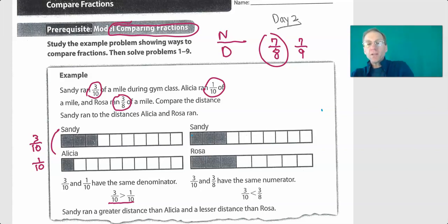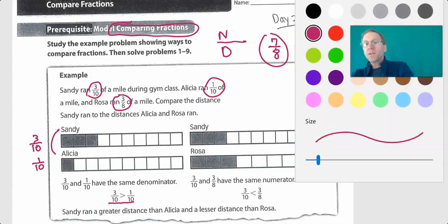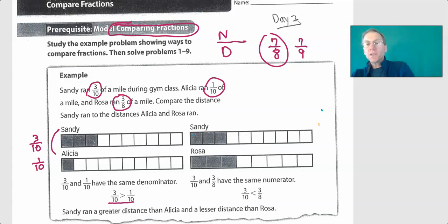Okay, over here, let's take a look. We have Sandy. Pick a different color over here. Sandy has 3/10. And this time we have Rosa, and Rosa ran 3/8. So now we have a different type of comparison. Whoops. I didn't write that very well. Let's see if I can erase it. Now we have the same.